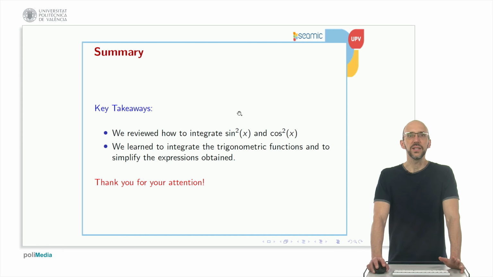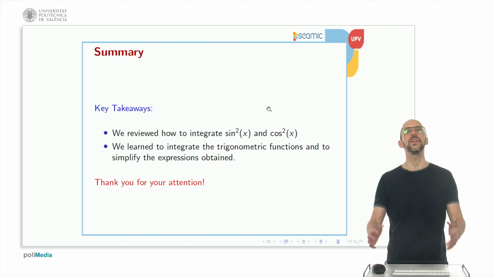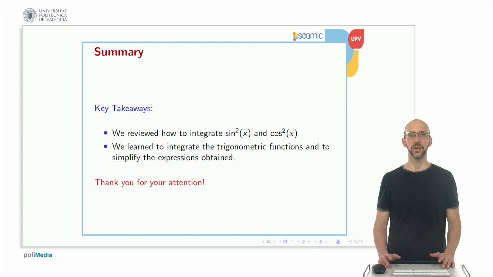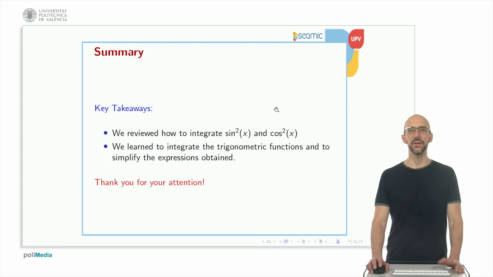Okay guys, we have seen how to integrate sine squared and cosine squared in a different way using trigonometric identities, okay? I hope you find this helpful and thank you for your attention.